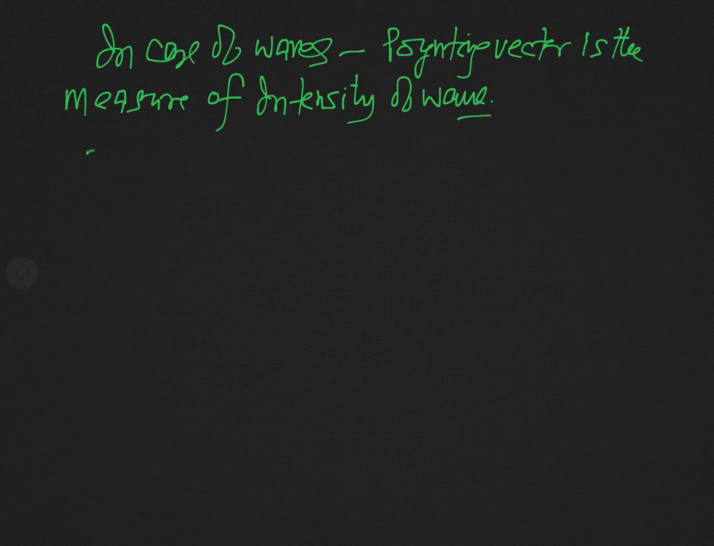Now we will see its other important significance. In fact, in the case of a point source of radiation, the Poynting vector at any arbitrary point in the field varies inversely as the square of the distance from the point source of the radiation. I am just writing this statement and then I will explain it mathematically.